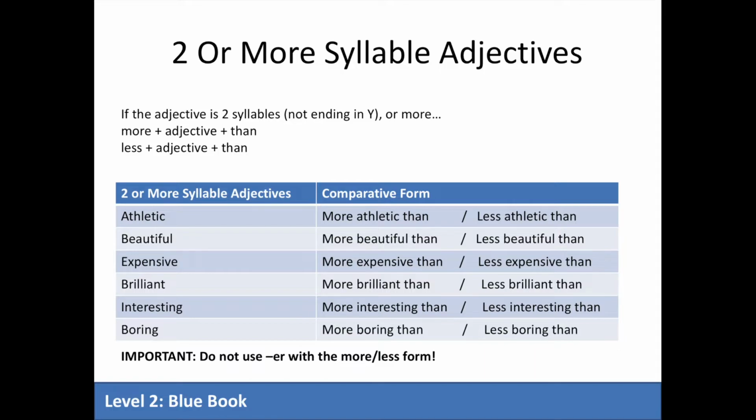So for adjectives with two or more syllables that do not end in Y, you'll need to include the words more or less plus the adjective followed by than to form the comparative. Again, we have a long list here on the chart. Take a look and note, we do not add ER when we include more or less than. You'll need to remember this.